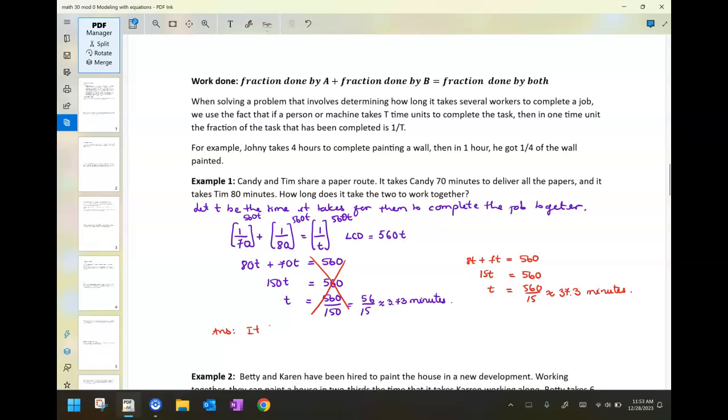So then the answer: it takes 37.3 minutes for them to complete the job together.